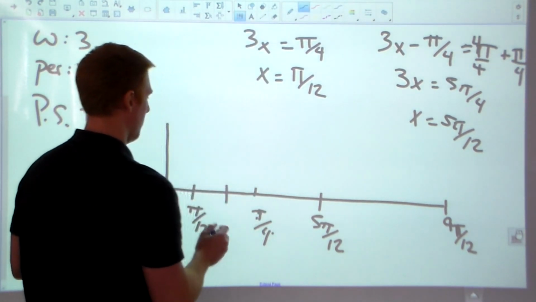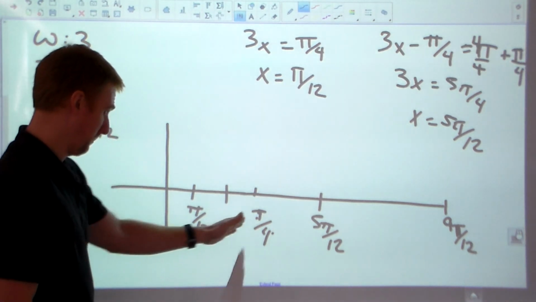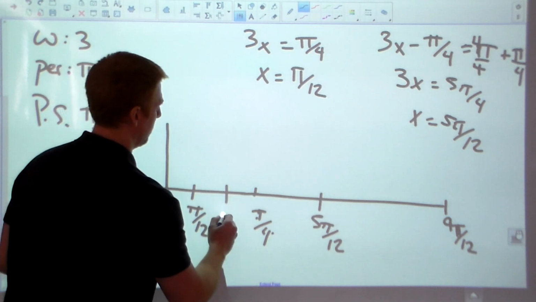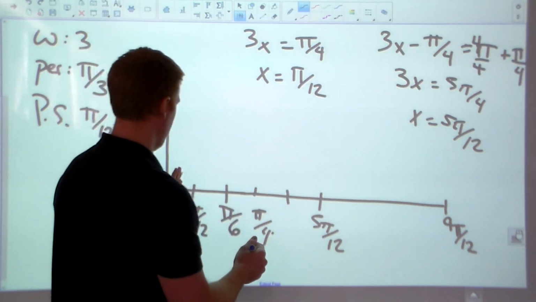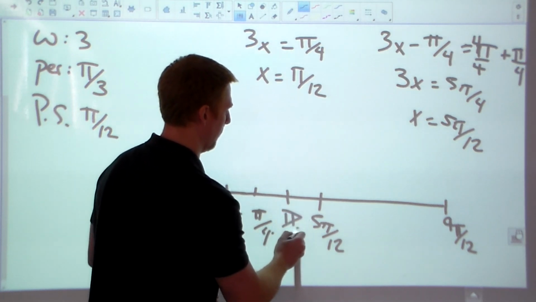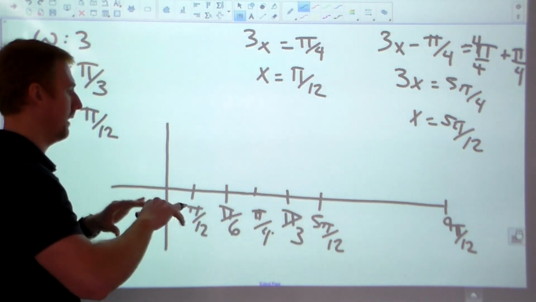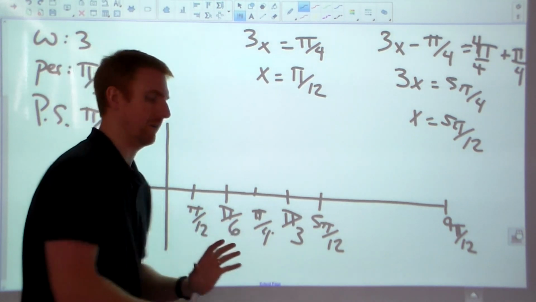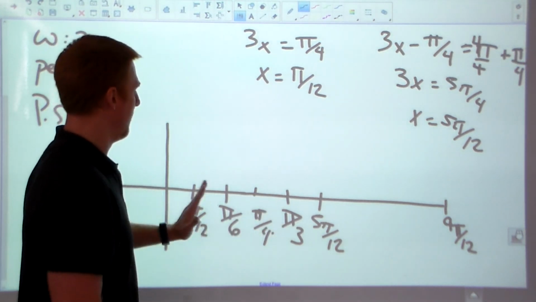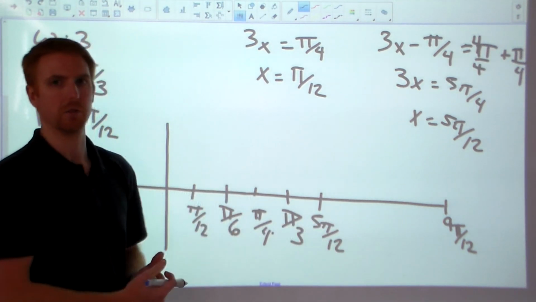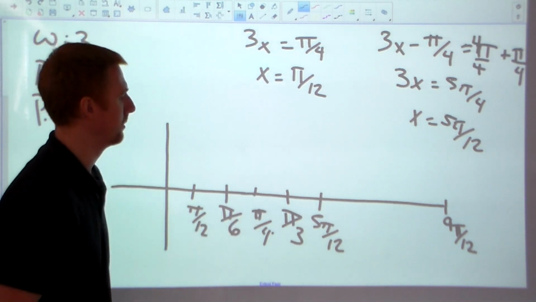And then halfway in between those, that was 3 pi/12. This would be 2 pi/12. 2 over 12 is 1/6. So let's see, 1 pi/12, 2, 3, 4 pi/12 would be pi over 3 there. It's okay if you need to write those out as 1 over 12, 2 over 12, 3 over 12, and so on, and then reduce, that's fine. But just make sure you put them in their most reduced form on your final answer. That's important. You really need to have this stuff reduced.